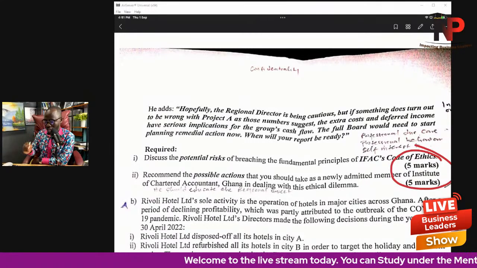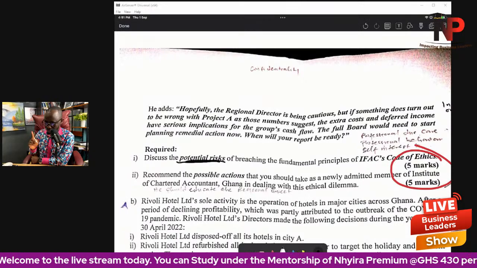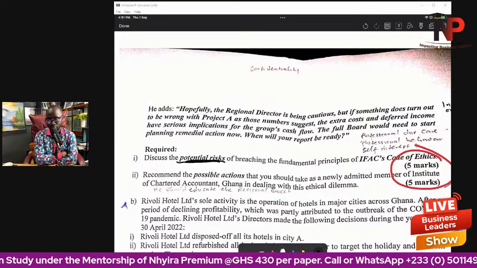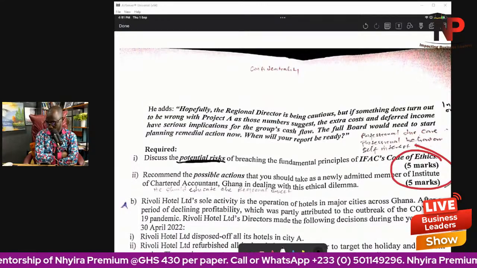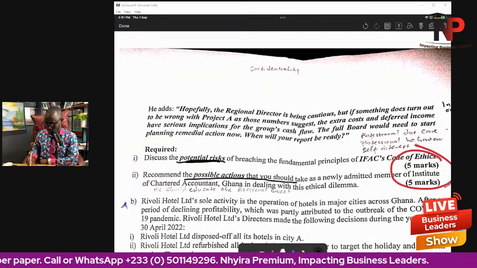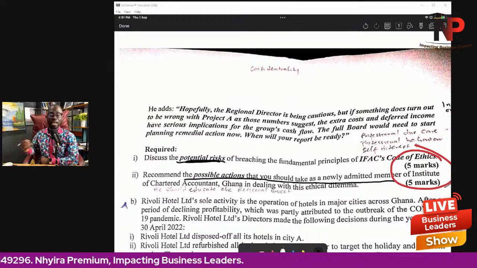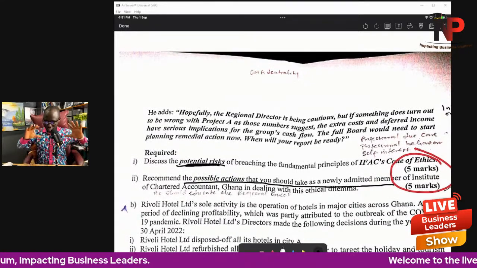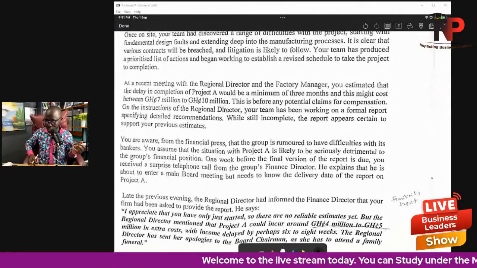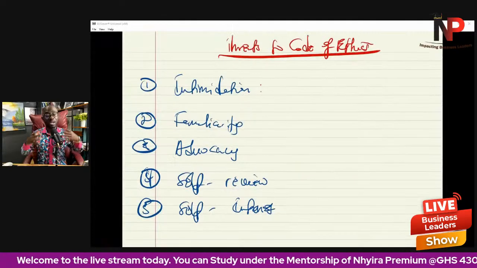So look at the first aspect of the question. It says, discuss the potential risks for breaching the fundamental principles of the IFAC Code of Ethics. The potential risks of breaching. Then he says, recommend the possible actions that should be taken as a newly admitted member of the institute in dealing with this ethical dilemma. Discuss the potential risks. So what's happening here? The threat simply means the things that prevent the professional accountant from adhering to the code of ethics.